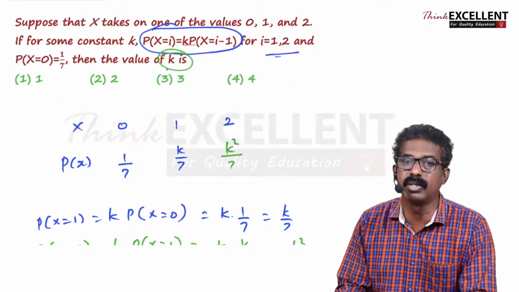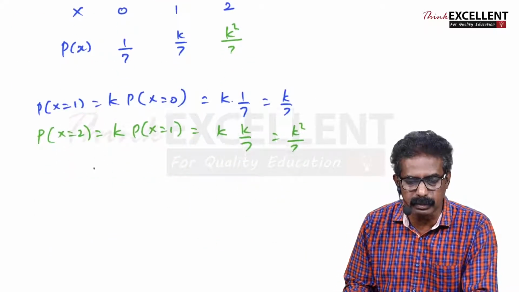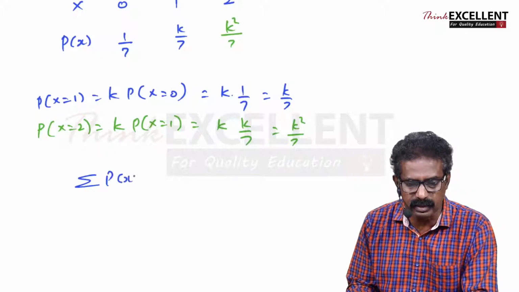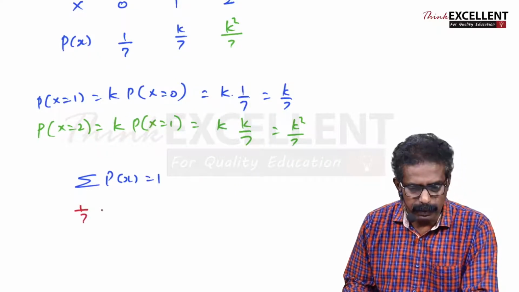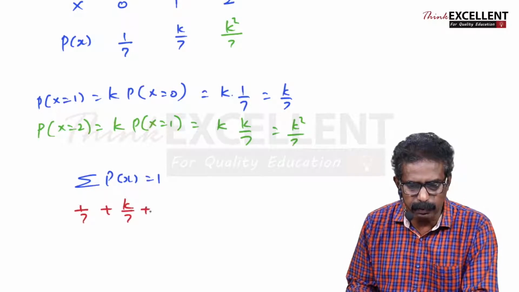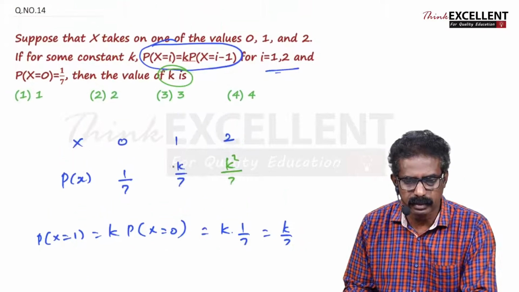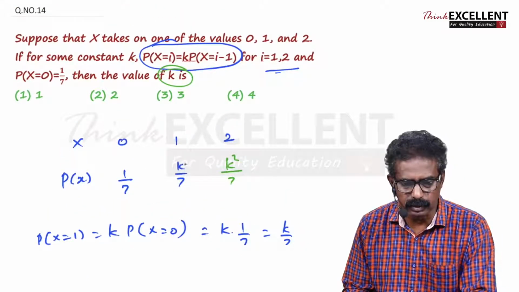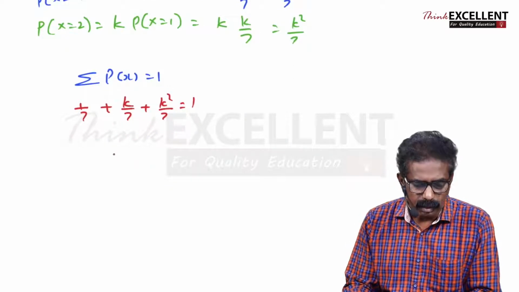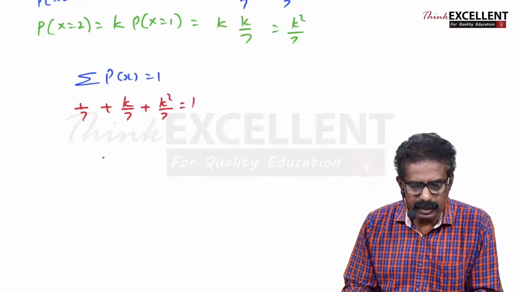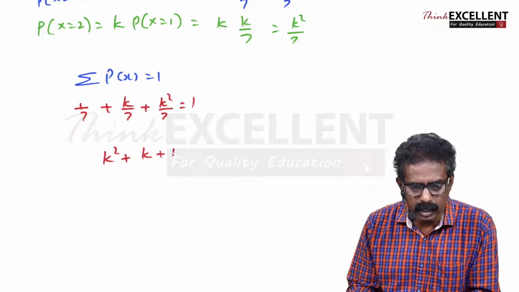They asked to find K value. It is a probability distribution, so total probability must be 1. So sigma P of x is equal to 1. Just add it: 1 by 7 plus K by 7 plus K square by 7 is equal to 1, right? And K must be positive, right? Now you multiply every term by 7. I am writing in order: K square plus K plus 1 equal to 7.